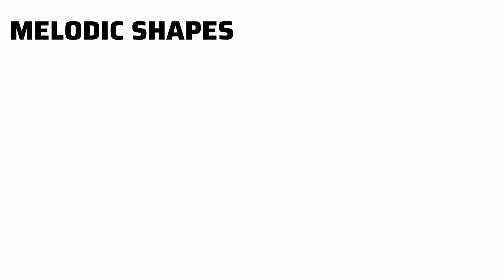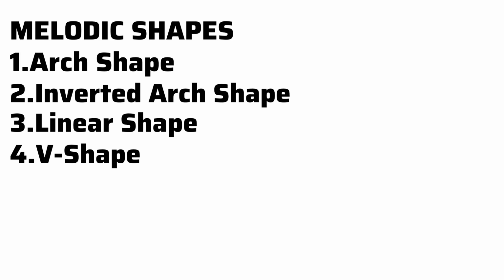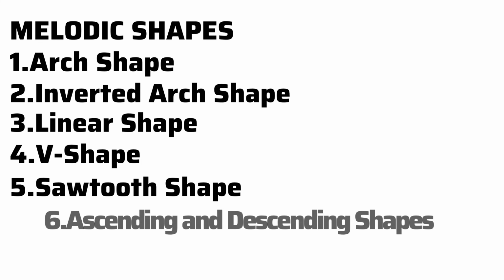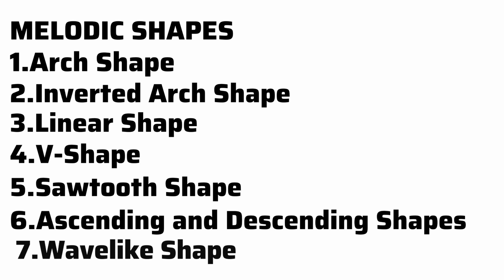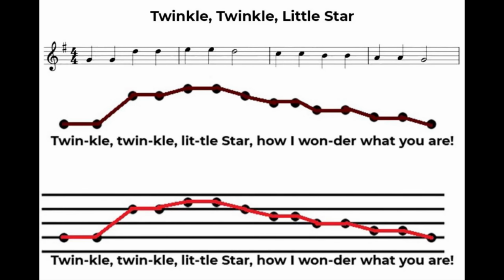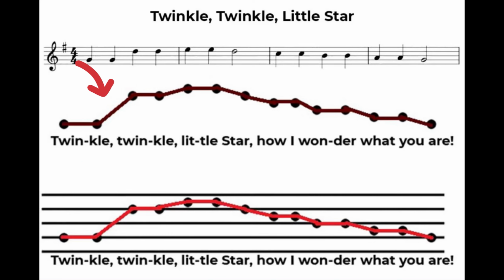Now some of these shapes are the arc shape, inverted arc shape, linear shape, V shape, sawtooth shape. We have the ascending shape, the descending shape, and the wave-like shape. Each of these shapes convey different meanings. So in the Twinkle Twinkle Little Star, for example, we see a wave-like shape with repeated patterns of falling and rising.